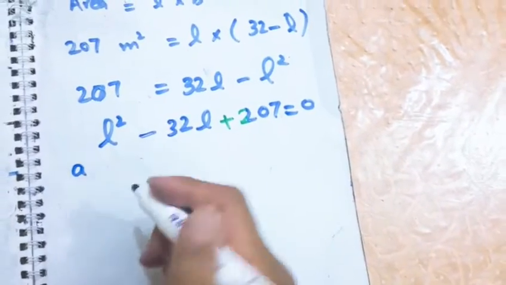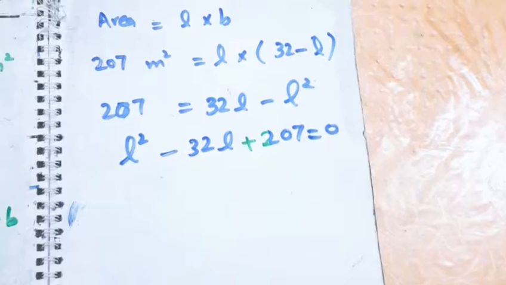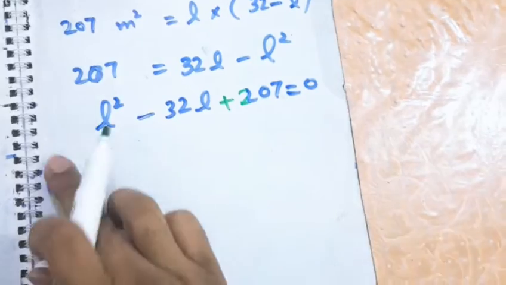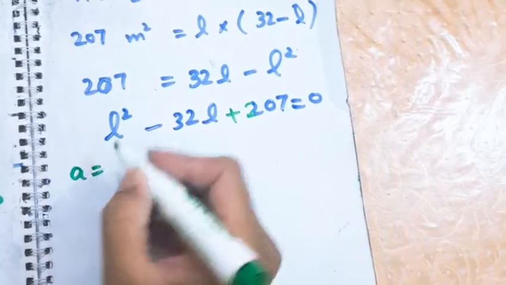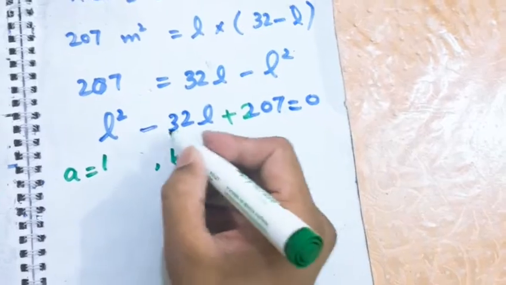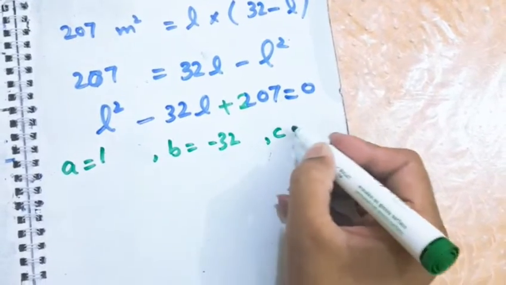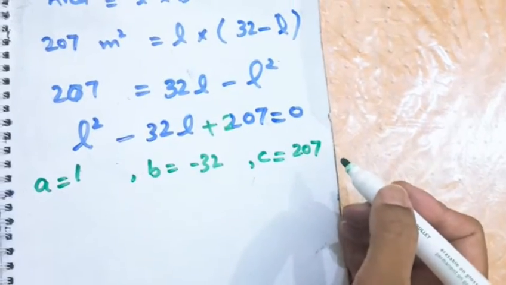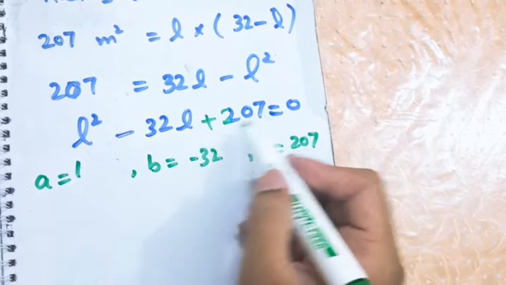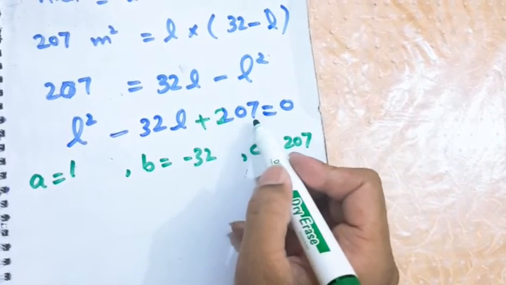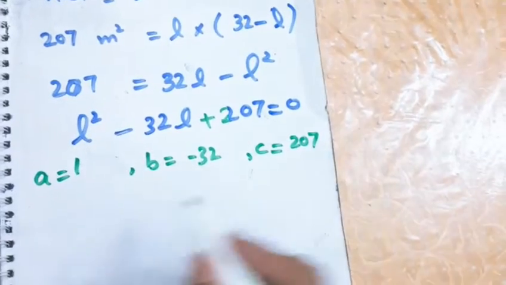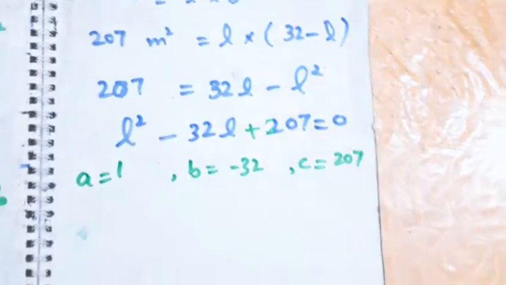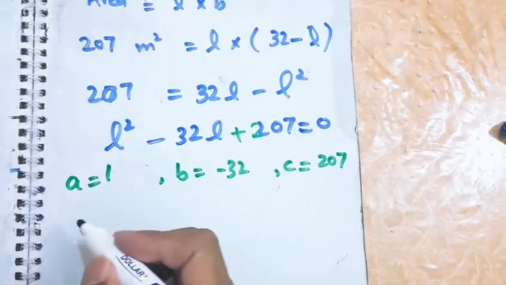We know that by the quadratic formula here, if we have done the previous exercises in this chapter, we should be aware of that quadratic formula. A is equal to 1, B is equal to minus 32, and C is equal to positive 207. We can solve it by factorization or by completing the square, but that will be difficult for us because of finding the factors of 207. So that's why I have preferred the quadratic formula, and the students also prefer it. Not only me, students also prefer the quadratic formula.